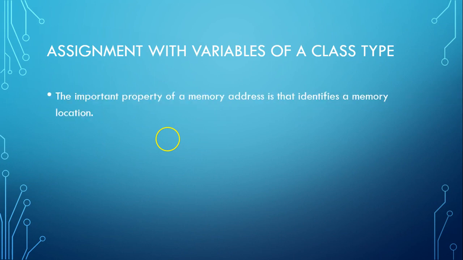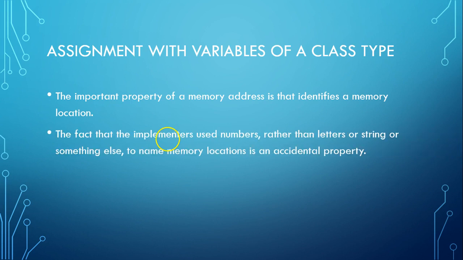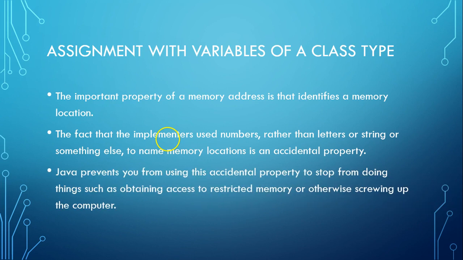The important property of a memory address is that it identifies a memory location. The fact that implementers use numbers rather than letters or strings or something else to name memory locations is kind of an accidental property. Because we're using numbers, Java is a little smart in that it prevents you from using this accidental property to do things such as obtaining access to restricted memory or otherwise really kind of screwing up the computer.